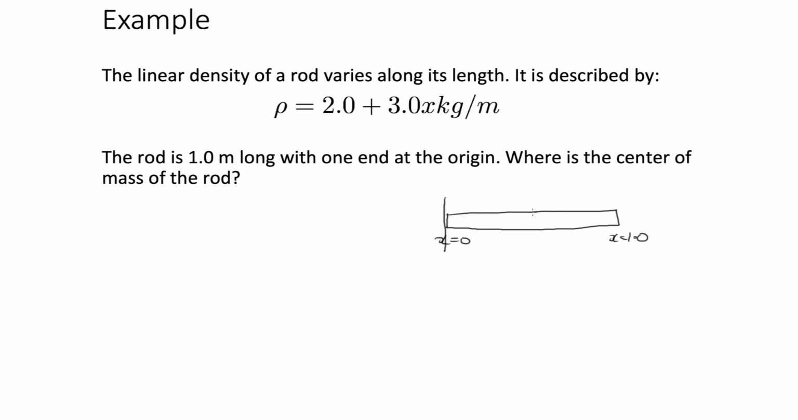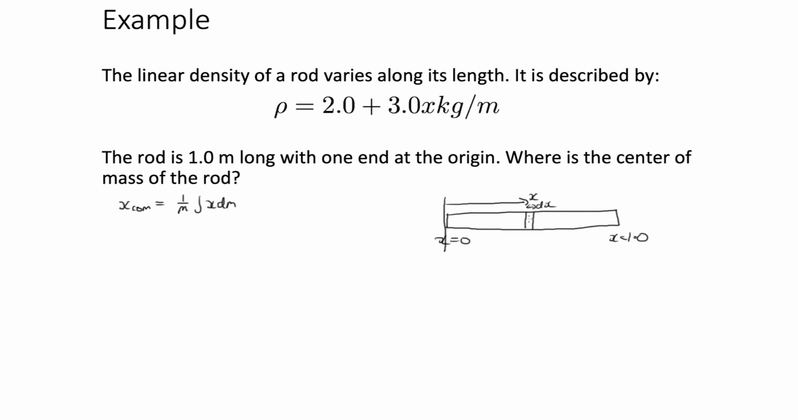So if we want to work out how much a little increment at a distance x from the origin, with width dx, contributes to the center of mass, then we'll need to use that x for the center of mass is equal to 1 over m times the integral of x dm. So we'll need an expression for dm in terms of x.